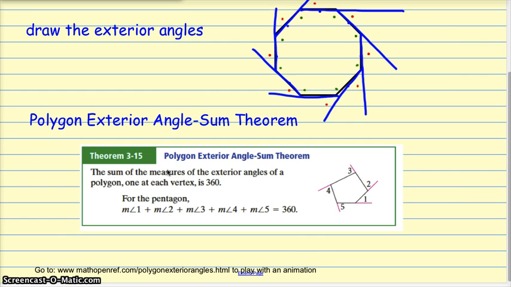But if we were to have an octagon, then it would go all the way up to 8. So it's not necessarily this picture. If it's a pentagon, then it would be this picture, but if an octagon, it would have 8 sides.